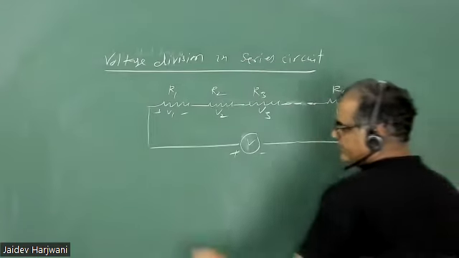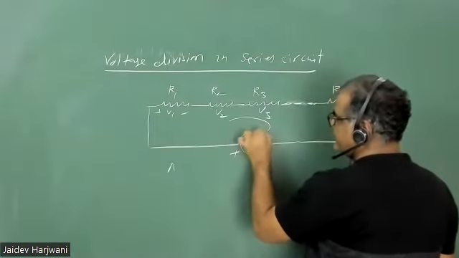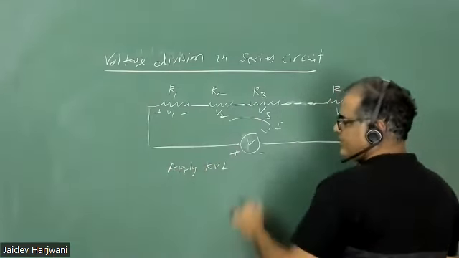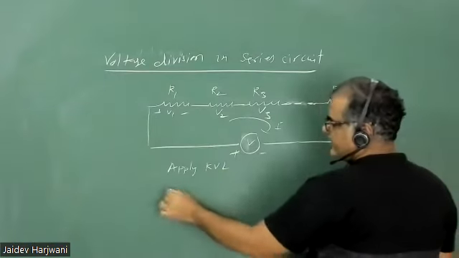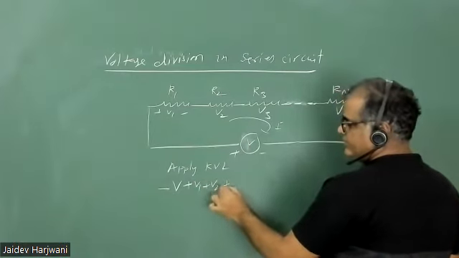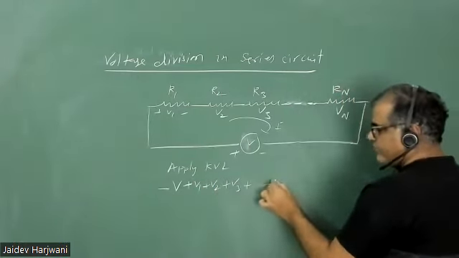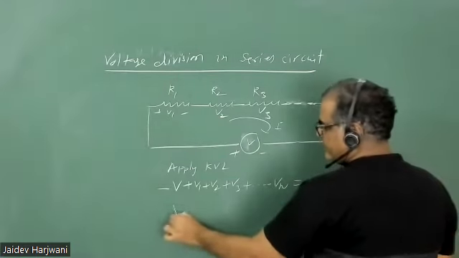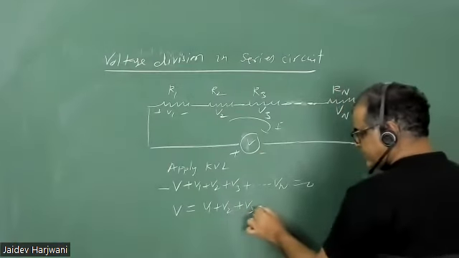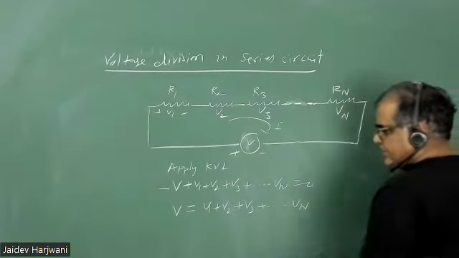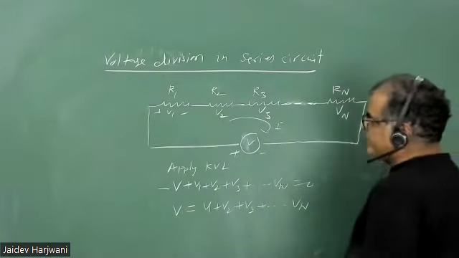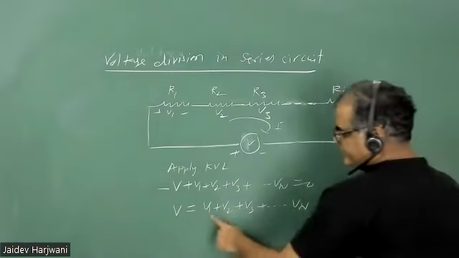Okay, so I can apply KVL in the loop. Say the current is I moving clockwise, so apply KVL. Okay, so if I'm moving like this it will be minus V, and this will be V1 plus V2 plus V3 and so on up to Vn equals 0. I can write my V equals V1 plus V2 plus V3 up to Vn. Okay, now if current I is flowing here, what is V1 first?